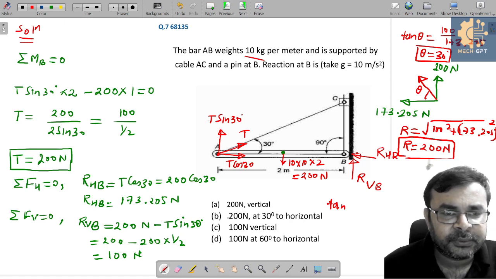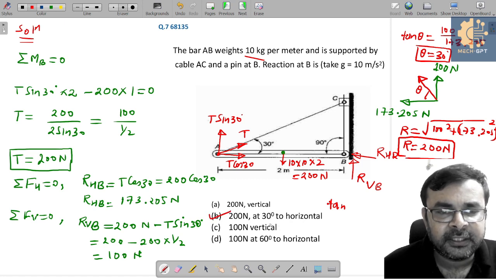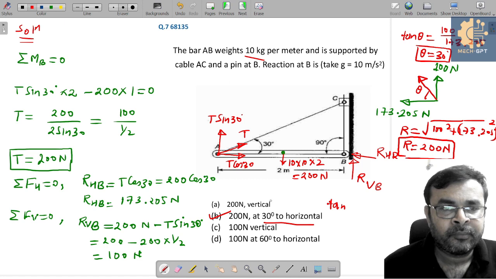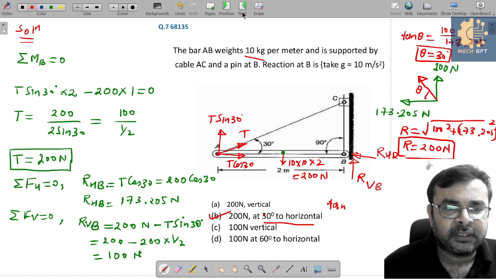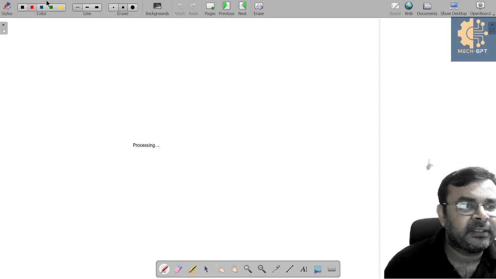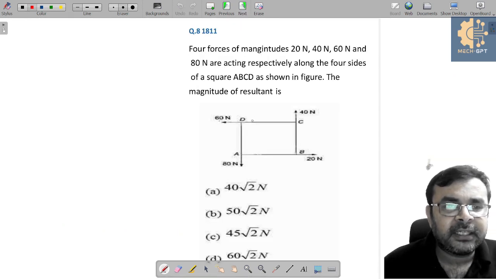And if I see the options, then option B will be the right choice. 200 Newton at 30 degrees to the horizontal. The reaction which is acting at the point B is nothing but 200 Newton at 30 degrees to the horizontal. So option B is the right choice. Okay, so let's see another problem.